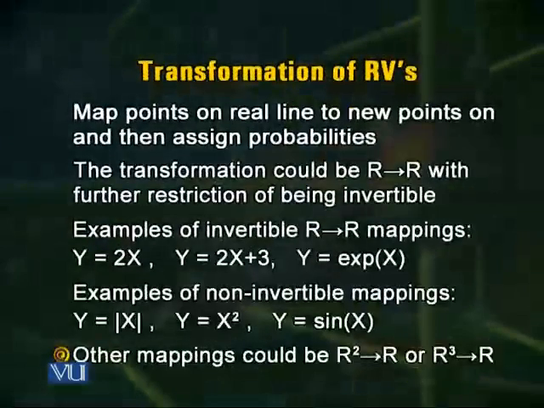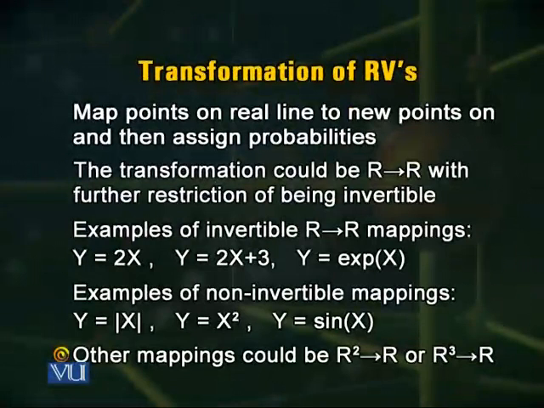When you are dealing with transformation of random variables, you are not restricted to mappings which are from R to R. You can have other mappings. For example, if two random variables x and y are defined on some underlying sample space, you can take values of these two random variables x and y, combine them together and map them to a third random variable z, which is a real valued random variable. So you take points on 2D plane where x and y are jointly defined and map these two-dimensional vectors to points on real line. So this mapping is R2 to R.